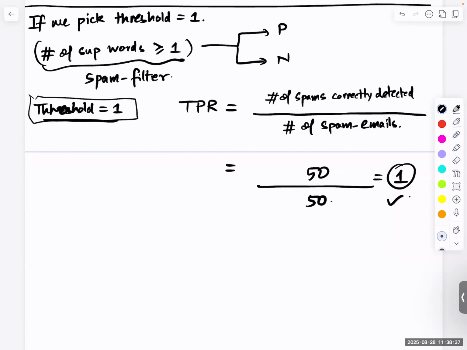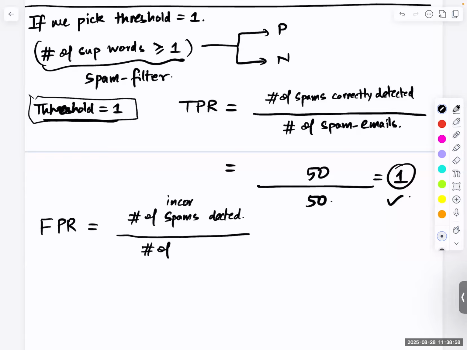Now what about the false positive rate? Remember the definition. What was the definition? The number of non-spam emails which are detected as spam. So the number of incorrectly detected spams, given that they were actually not spams. So we divide by the number of non-spams.